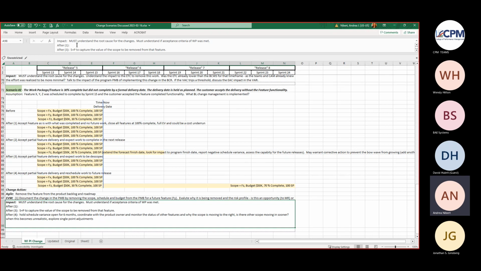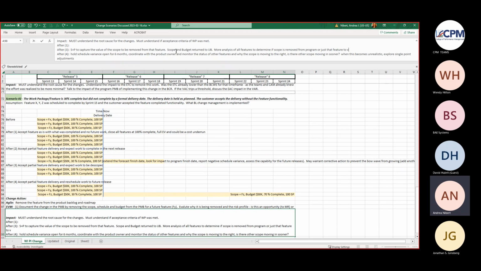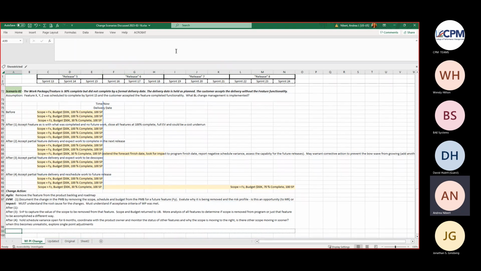And I guess no matter what the answer is, scope and budget returned to UB for analysis of all features to determine if scope is removed from program for just that feature to be accomplished a different way. What do you guys think about those words?